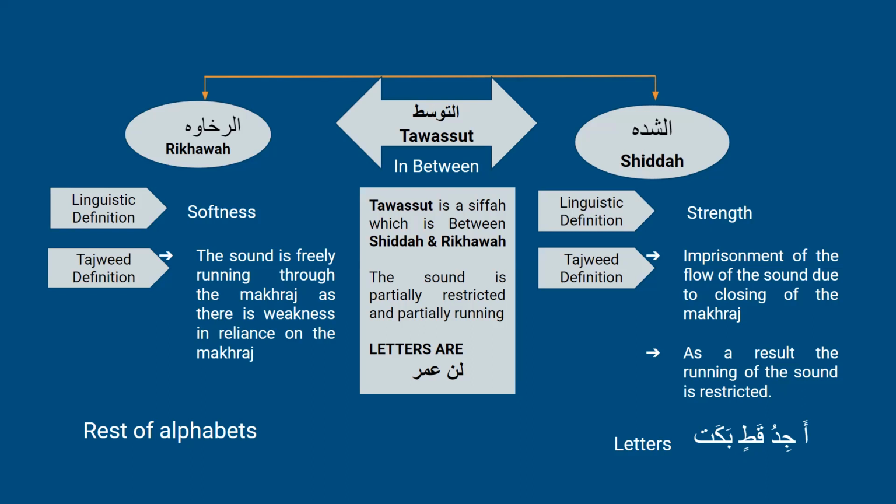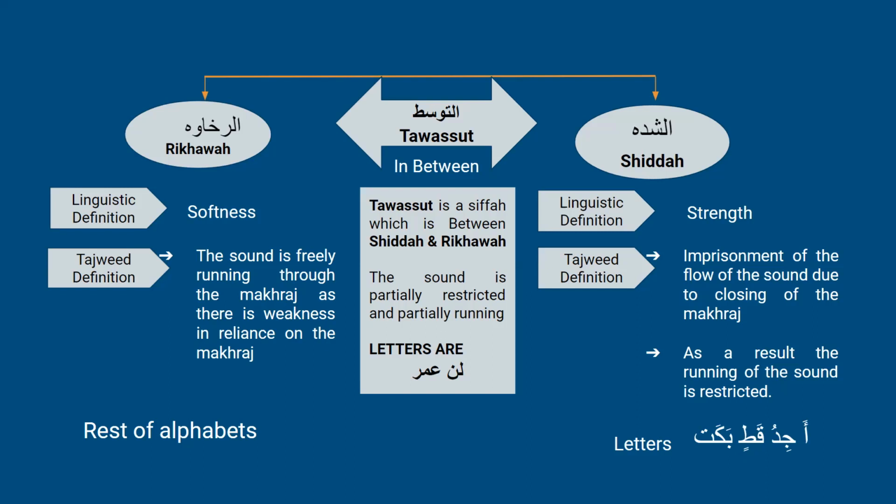And we have these letters, Ajidu Qatin Bakat. These letters have the characteristic, the sifa of Shiddah. On the other hand, which is opposite to Shiddah, is Rekhawah. All other letters other than the Ajidu Qatin Bakat, all other letters have Rekhawah in them. Means those letters will be read softly, loosely. Those letters don't carry the similar force or strength as the Shiddah letters.